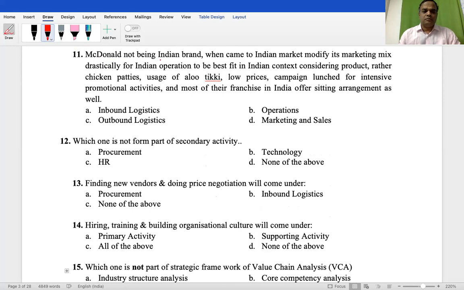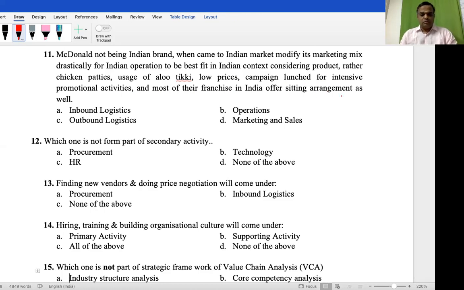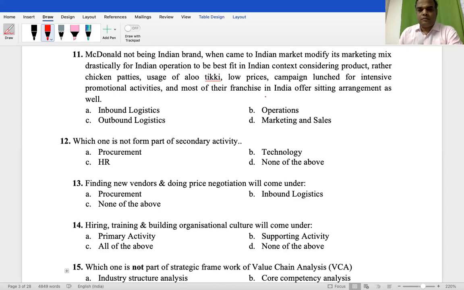McDonald's, not being an Indian brand, modified its marketing mix drastically for the Indian market to best fit the Indian context: chicken patties and aloo tikki as products, low prices, campaigns with intensive promotional activities, and most franchises offering seating arrangements. The options were inbound logistics, operation, outbound logistics, and marketing and sales. These activities come under marketing and sales. Very good. Next question.